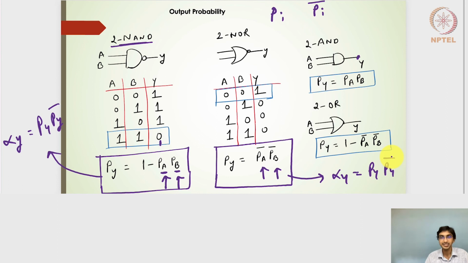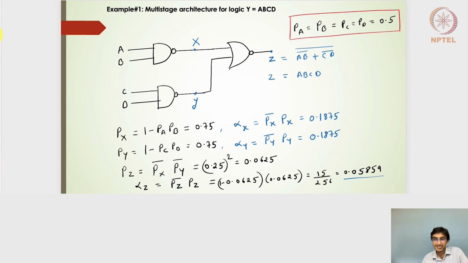Right, so this is what we had seen in the last slide. So hope this is clear at this point of time. Moving ahead, let's take an example of this multi-stage architecture designed for the logic Y is equal to ABCD. So this is what we wanted. This is where we started from.